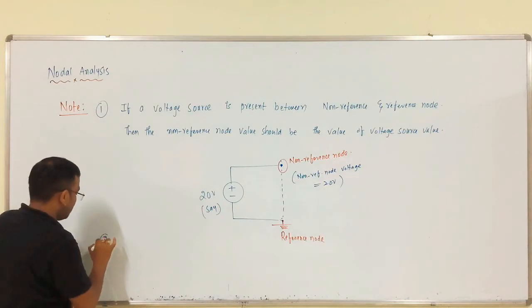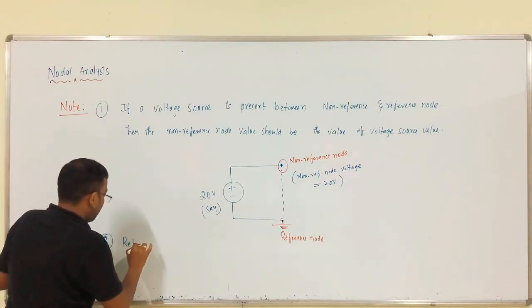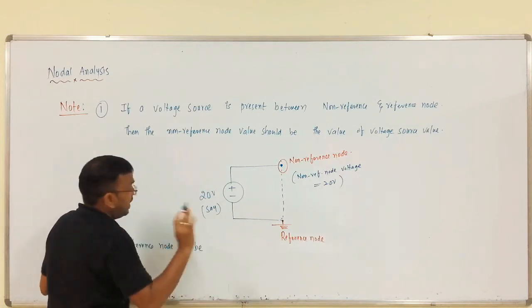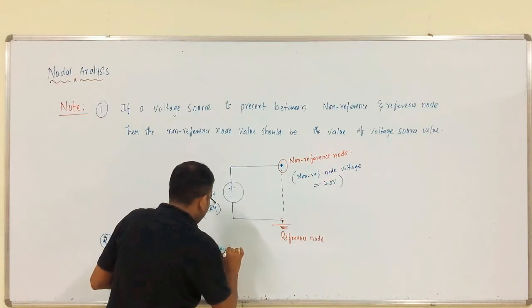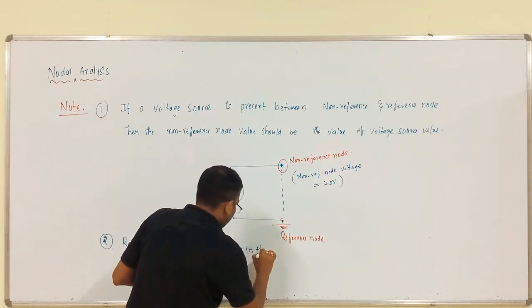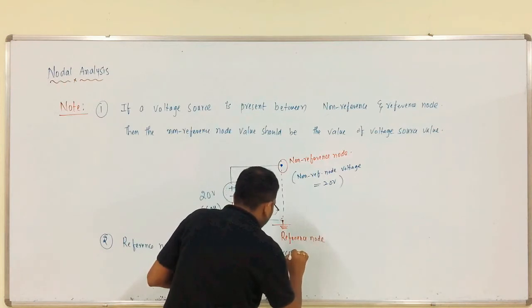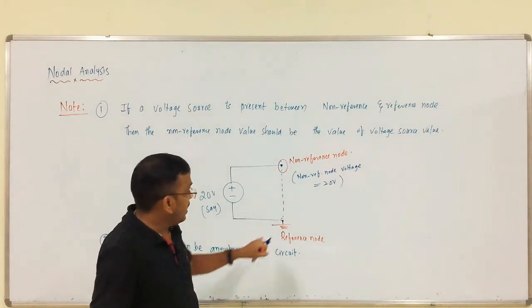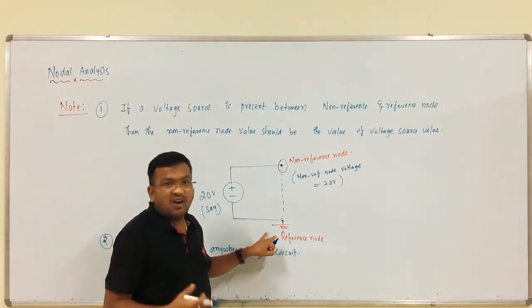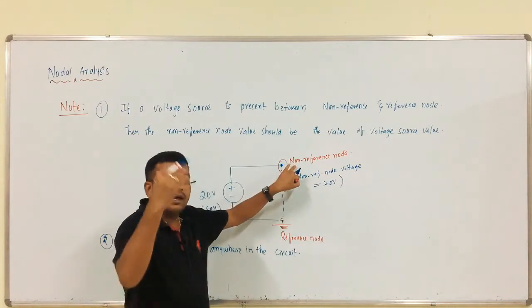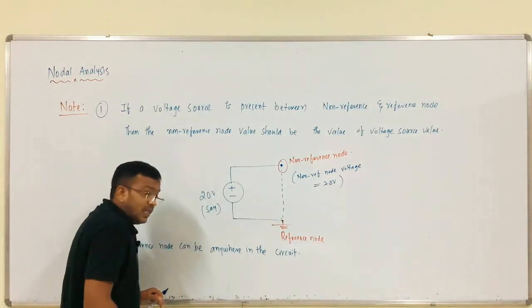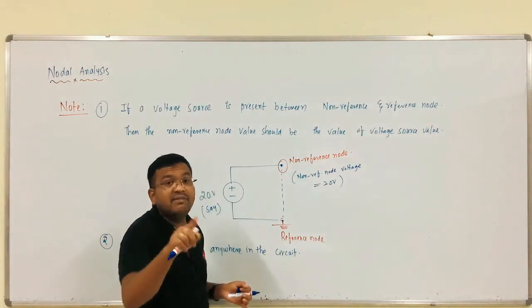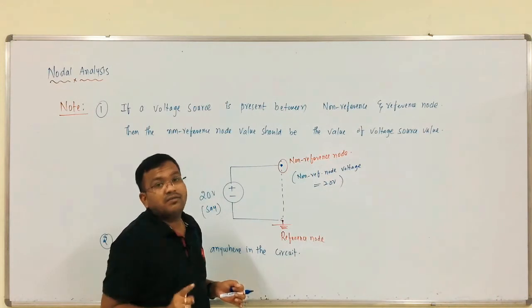Second one, the reference node can be anywhere in the circuit. Generally, we take the reference node at the bottom of the circuit and the non-reference nodes at the upper side of the circuit. Do not think that the reference node should always be present at the bottom of the circuit. It can be anywhere in the circuit. Just focus on this point.